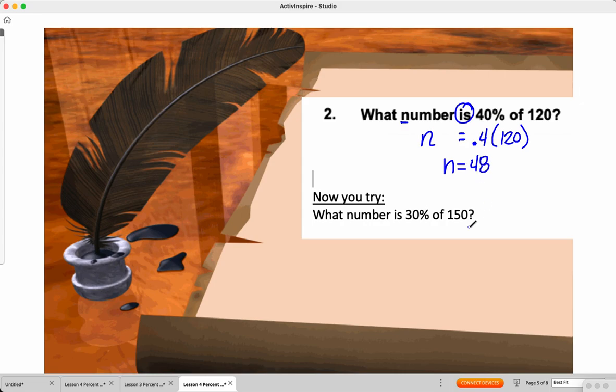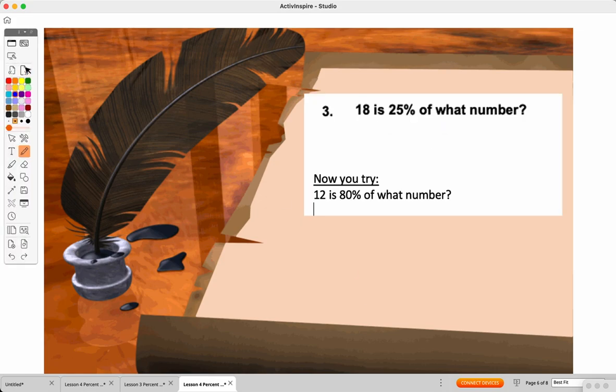Go ahead and try the next problem on your own. Pause the video and see what you come up with. All right, so n is equal to 0.3 times 150. Well, again, when you do that's 450, move your decimal point, n equals 45. There we go.